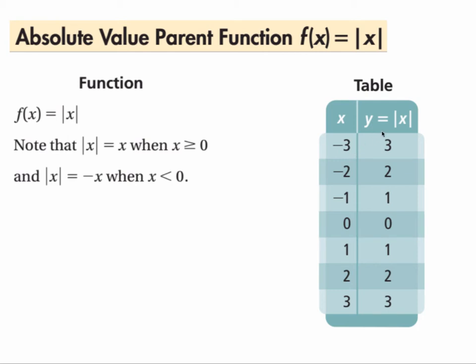When x is negative 3, the absolute value of x is 3, which is minus minus 3. When x is negative 2, this is equal to minus negative 2, or plus 2. When x is equal to negative 1, it's equal to minus negative 1, or plus 1. Remember, your absolute value is always going to give you an answer that is greater than or equal to 0. And of course, the absolute value of 0 is 0. The absolute value of 1 is 1. The absolute value of 2 is 2. And the absolute value of 3 is 3.